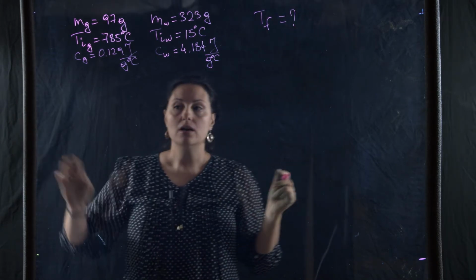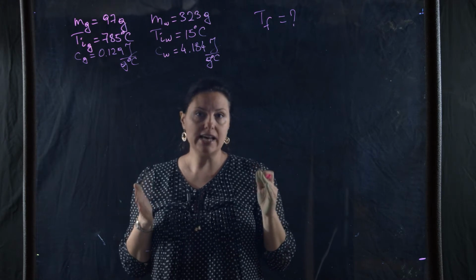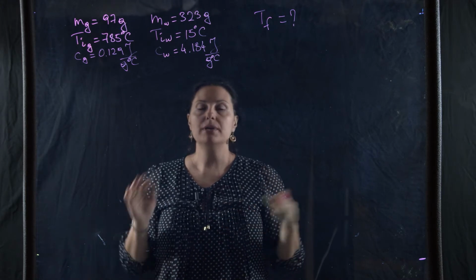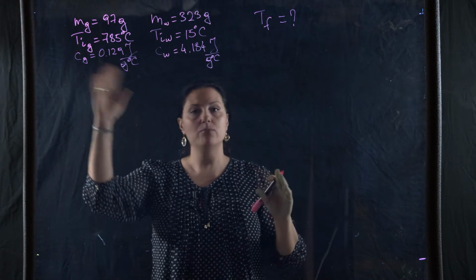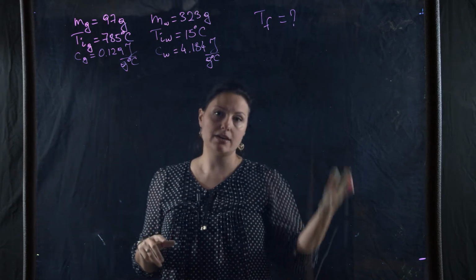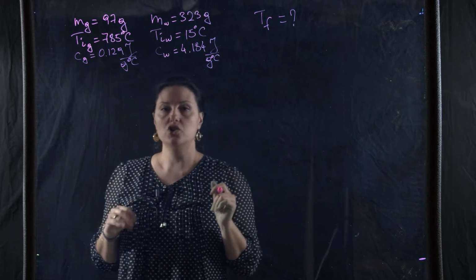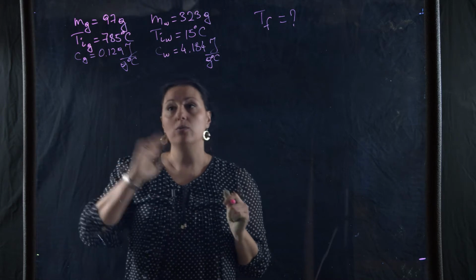I am doing so many of these because, as I said, this is the hardest type of problem, because you're working at the same time with both the heat for the gold in this case and the heat for the water. So it can be a little confusing to keep track of the units. Okay, what do I know?